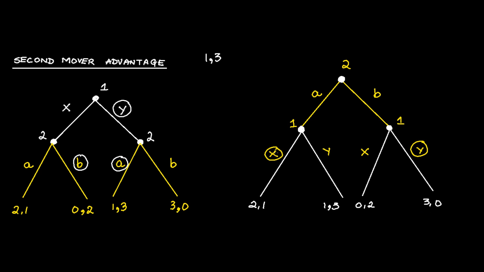Then you reach the initial node, and there player 2 is at the decision. So player 2 is going to compare 1 and 0. Definitely he's going to pick up 1, so he'll be picking up this A. So as you could see, this is the outcome: 2, 1.